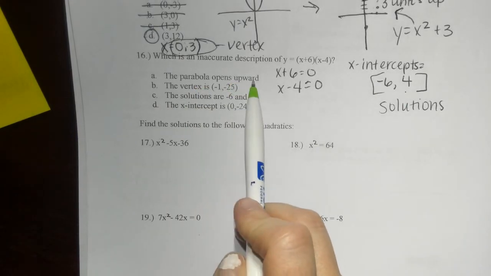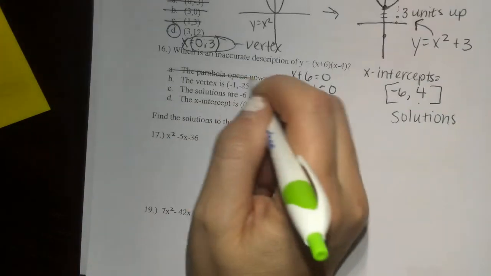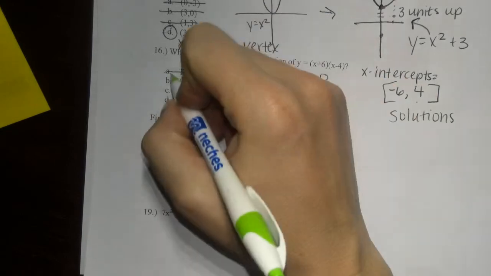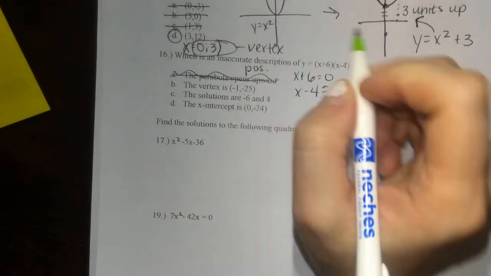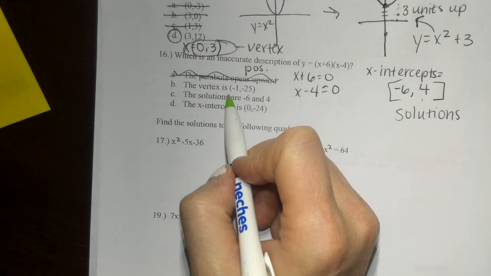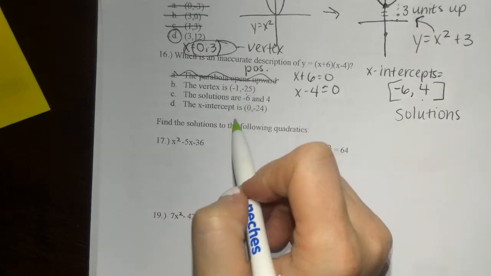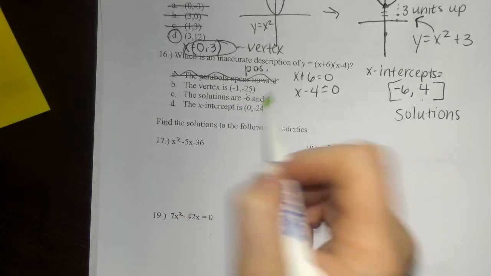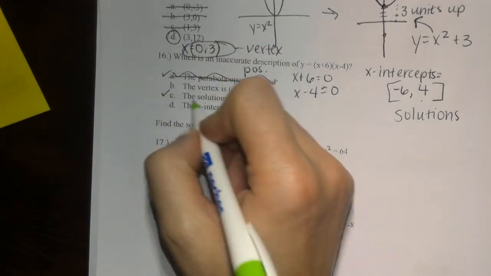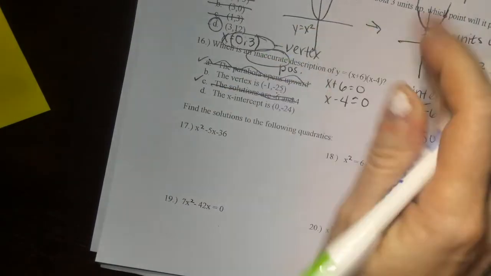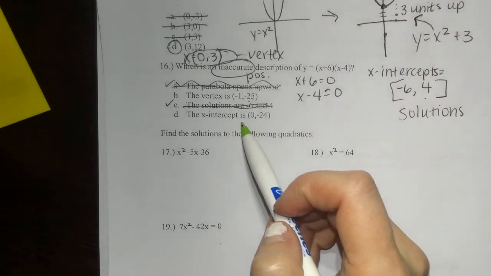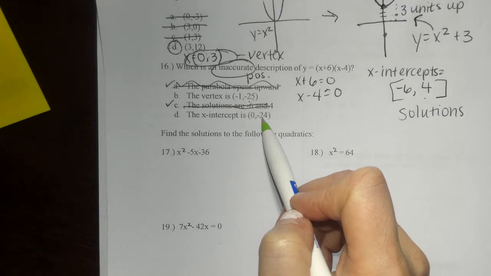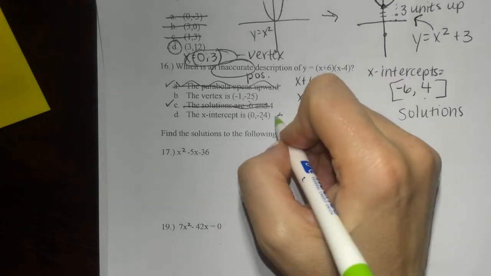So the parabola opens upward. Well, we don't know that. Oh, and inaccurate. I'm so sorry. The parabola does open upward. It is positive. Okay, the vertex is -1 and -25. I don't know about that one yet. The solutions are -6 and 4. That's definitely true. So that's not going to be one because it says an inaccurate, something that's not true. And the x-intercept is 0, -24. Well, that's the y-intercept.